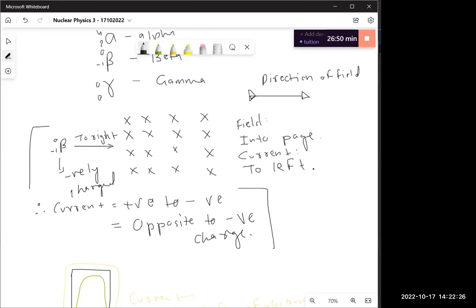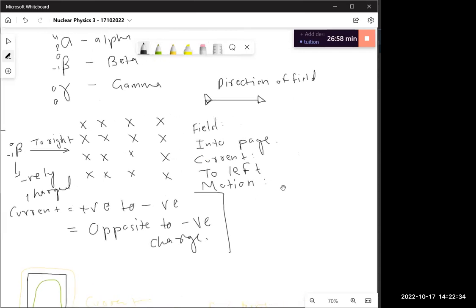Look at this. So to the left, fine. Now we have field and current. Can I find motion? How do I find motion, Anas? With the left hand rule. So use the left hand rule and tell me the direction of motion.